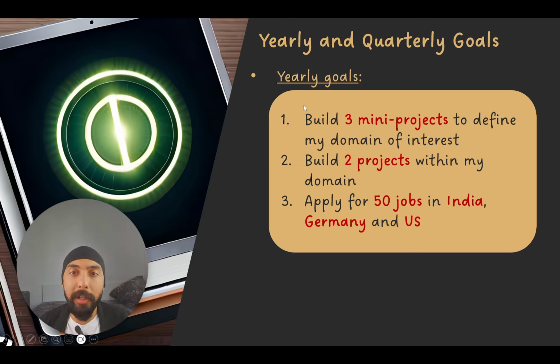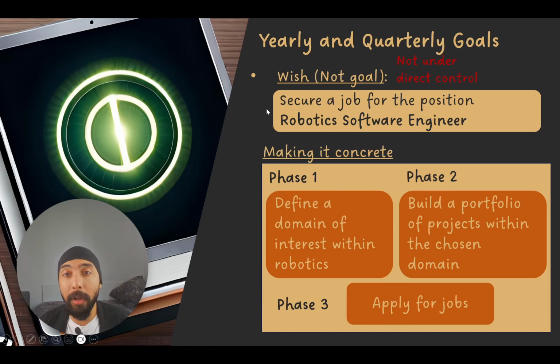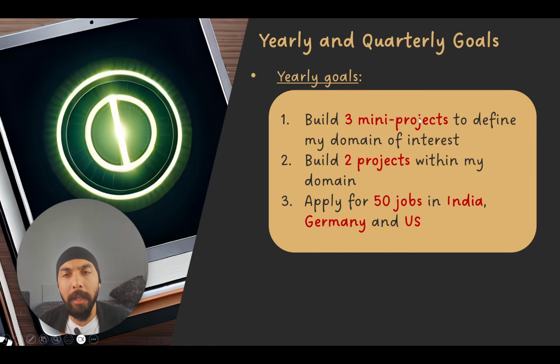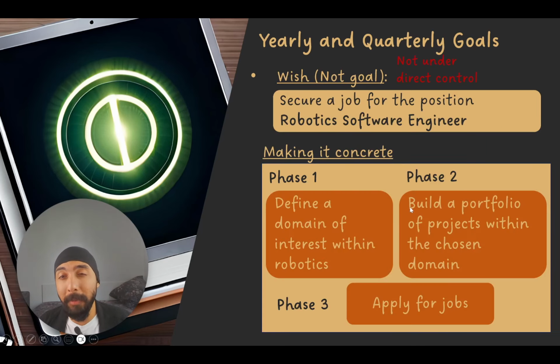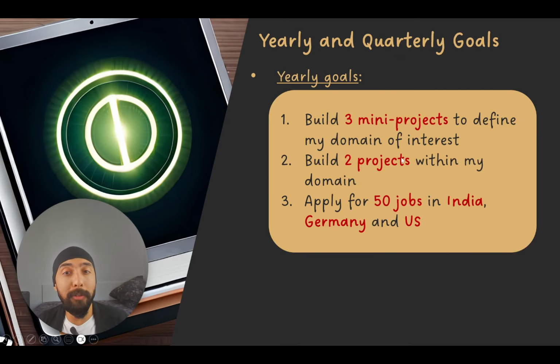It is absolutely in your control to build 3 mini projects and 2 projects within your domain and apply to jobs, but it may not be in your control to secure a job, although you can set that as a goal if you want to. Try to keep these things as much as you can within your control. So, for example, if you did all of these projects and you applied for these many jobs, and for some reason or another you weren't able to get a job, it doesn't mean that your goals are not accomplished, right?